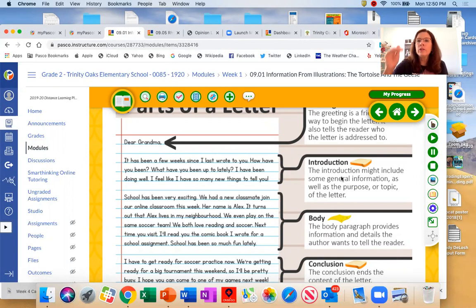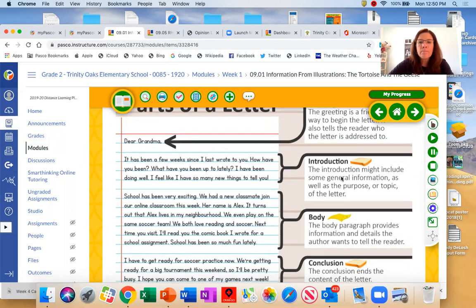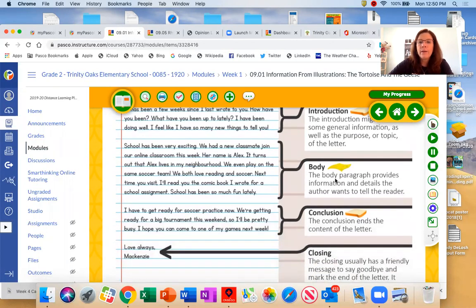Now, some of you wrote just one long paragraph. Notice how this needs to be several paragraphs. Then you have the body. This provides the information and the details the author wants to tell the reader. So you have the body of the paragraph. And then you have the conclusion. This ends the letter. This talks about what we were talking about.